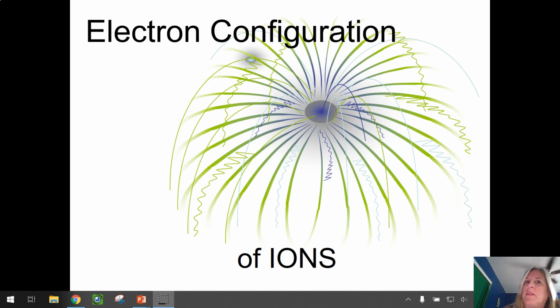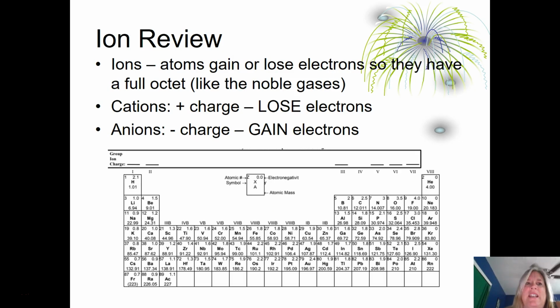In this video, we're going to talk about the electron configuration of ions. But let's review ions for a minute. Remember in our last unit, we talked about how ions are atoms that gain or lose electrons, so they have that full octet. Because remember, having that full outer shell of electrons makes you more stable. I said they have noble gas envy, because they all want to be like the noble gases, because the noble gases have 8 electrons in their outer shell.